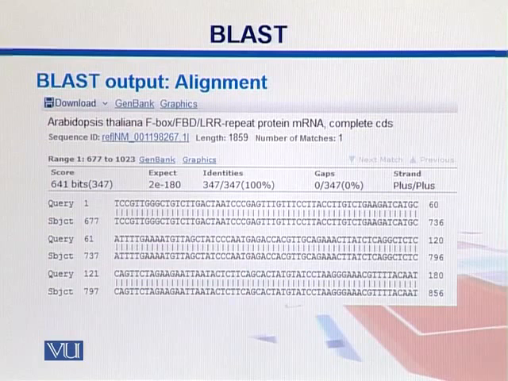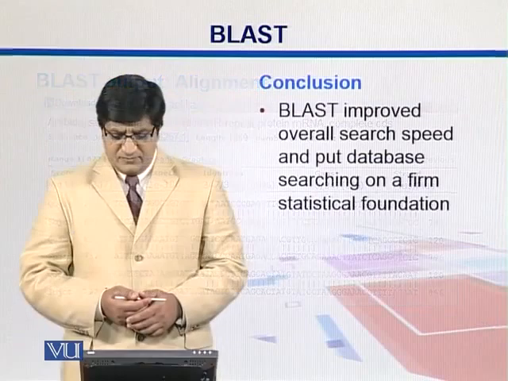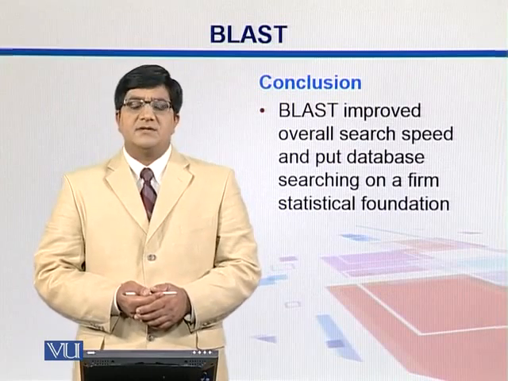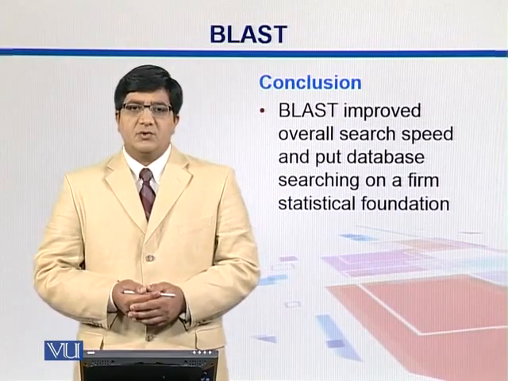Here is one of the segments. So we have the query at the top. So nucleotide number 1 of your query matches to 677 in your database, whatever the sequence was. So its 677 position was matched to the first position of your query, and these vertical lines tell us about the exact matches. If we have some gaps, we will see them. If we have mismatches, we will have some symbols like stars, etc. over there. There are no gaps as we see over here. So BLAST improved overall search speed and put database searching on a firm statistical foundation. And this is an important tool, which is a local alignment search tool.